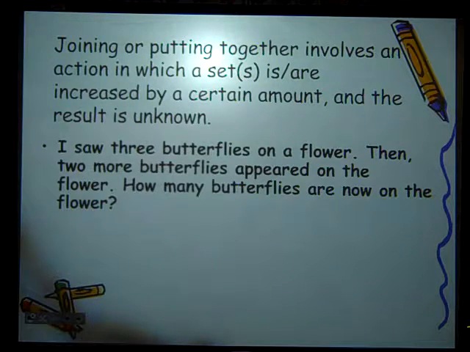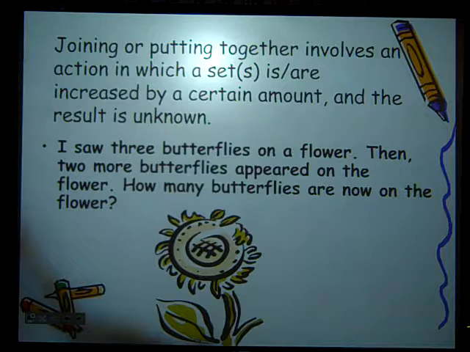So it looks something like this. I saw 3 butterflies on a flower. Then 2 more butterflies appeared on the flower. How many butterflies are now on the flower? Did you hear in all? No. Did you hear all together? No. Did you hear total? No. But what kind of problem do you think this is?